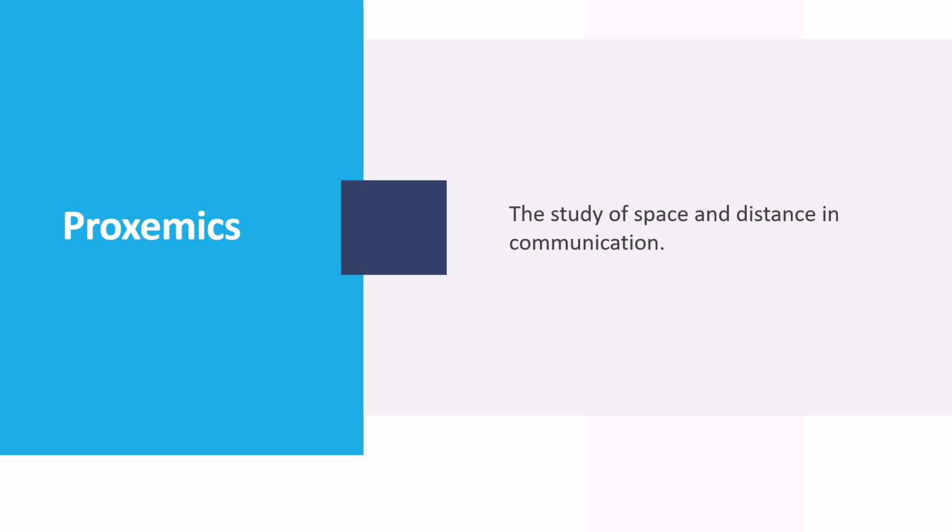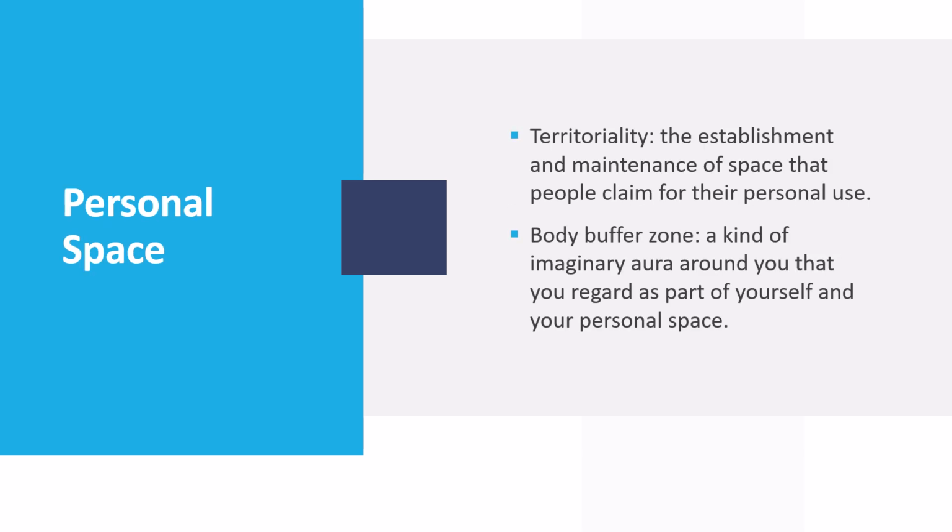Now, the word for how we describe how far away we are when we're communicating is proxemics, and that is the study of space and distance being involved with communication. Let's talk about personal space. Personal space is the area immediately around us, and we might refer to this space as the body buffer zone, a kind of imaginary area around us that you almost think of as part of yourself. Like if someone comes within this range, you're going to feel a bit uncomfortable.